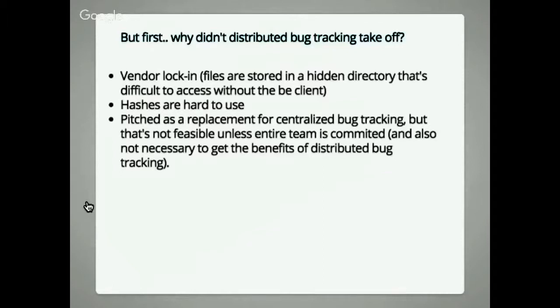So with other distributed bug tracking software, other than the one that I wrote, there's a bit of vendor lock-in because things are stored in a hidden directory that if you don't even know it's there and you don't have the client installed, you're not going to look at. Hashes are hard to use in a day-to-day function, and in software like Git, you're generally using the symbolic names like master or origin. But when you're trying to resolve a bug, you don't want to be like, bug close BEF326 or whatever.